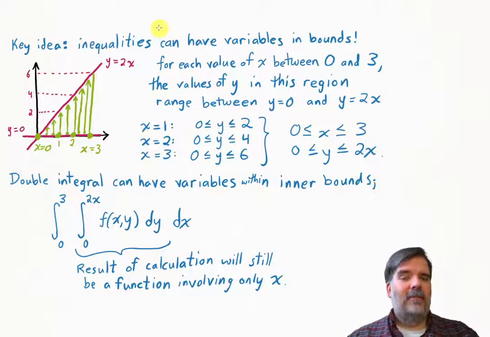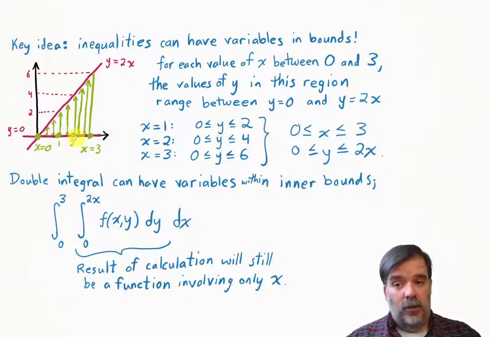Well, the key idea is there's no rule that says that the inequalities for x and y can only hold numbers. We can also have variables in the bounds. Looking at this diagram right here, for each value of x between 0 and 3, the values of y are going to range between the different values defined by this region. Specifically between the functions y equals 0 and y equals 2x. So for example, for x equals 1, the points in this region correspond to the y values between 0 and 2. This set of values.